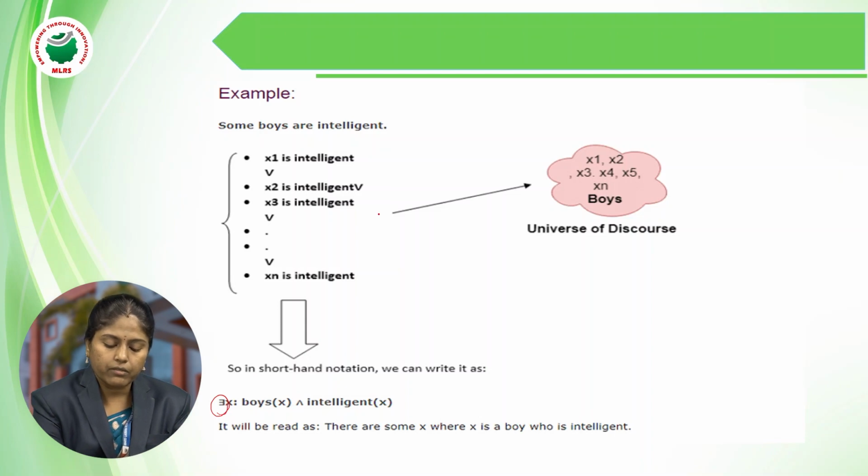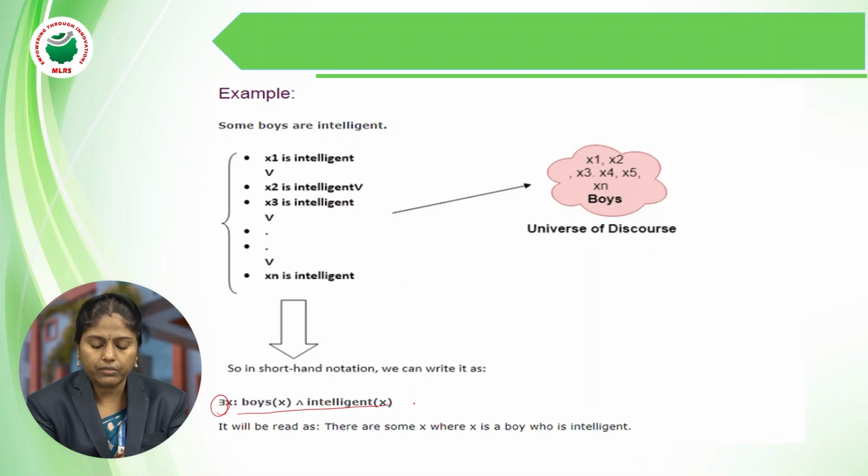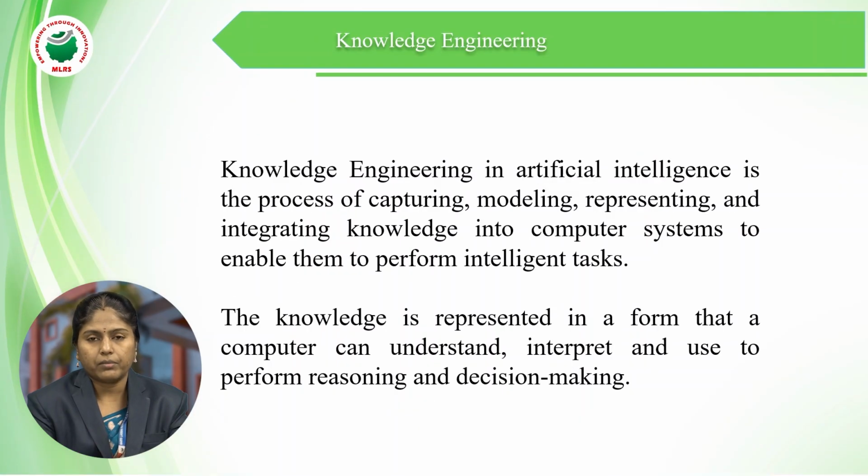All these statements we can represent in a single shorthand notation like there exists x, boys of x and intelligent of x. This is the purpose of the universal and the existential quantifiers. The universal, consisting of so many statements, we can represent in only one statement. The existential quantifier also, though it can be many statements, we can represent with only one statement.